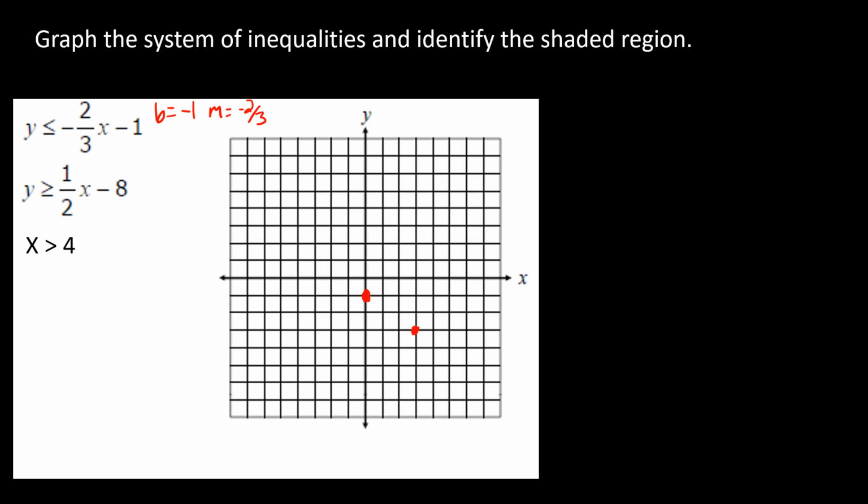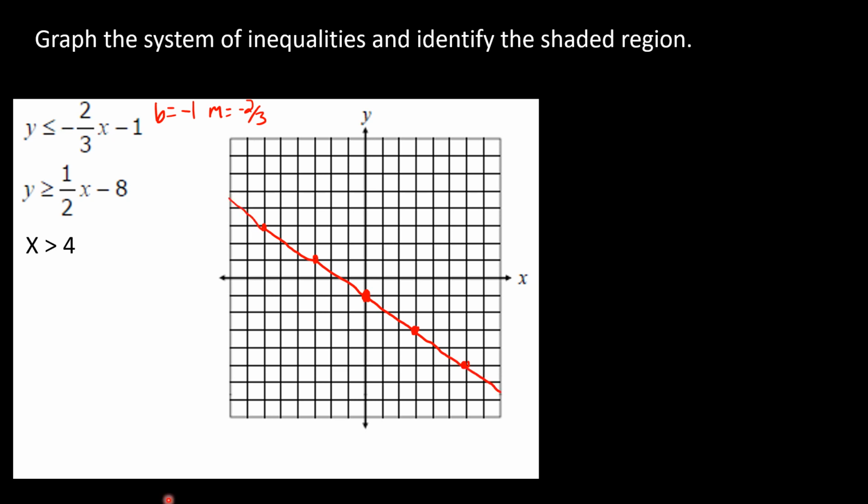Now I'm going to use a solid line, and that was not very straight at all. Let's go ahead and clean that up a little bit. I'm going to use a solid line because it's also equal to. If it wasn't equal to, we would use a dashed line. So let's go ahead and draw this to the best of our ability.